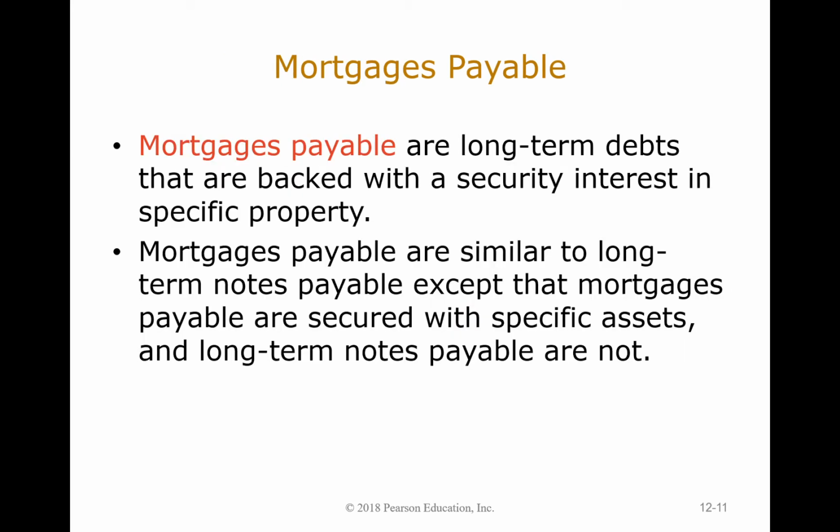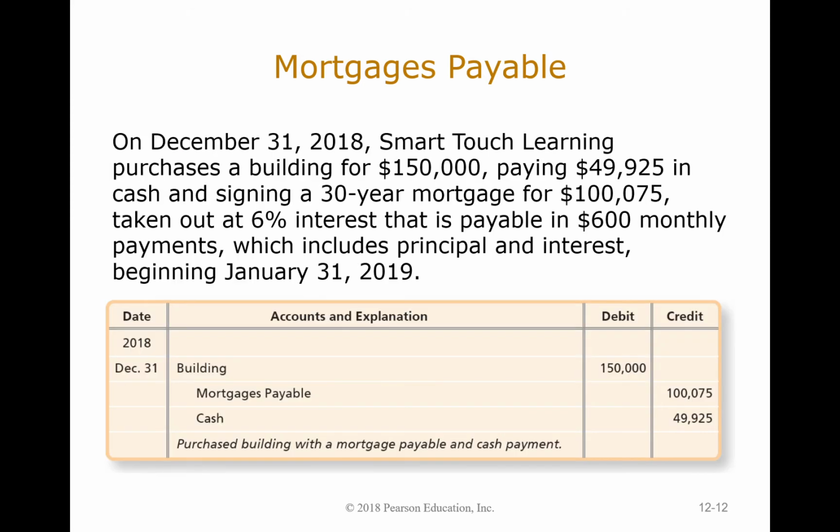So mortgage payable, these are typically loans that are for a building or property, and usually, as it says here, they're backed with the security interest in the specific property. So it's very similar to long-term notes here. We have an instance where Smart Touch purchased the building for $150,000, paying $49,925 in cash and signing a 30-year mortgage for $100,075, 6% interest, payable in $600 monthly payments.